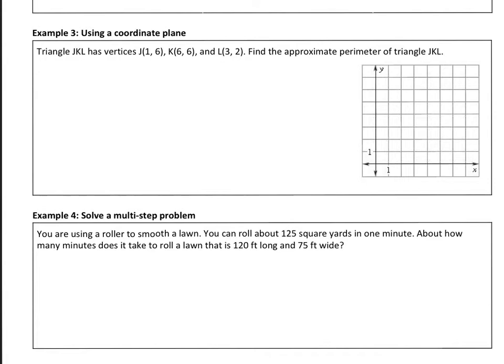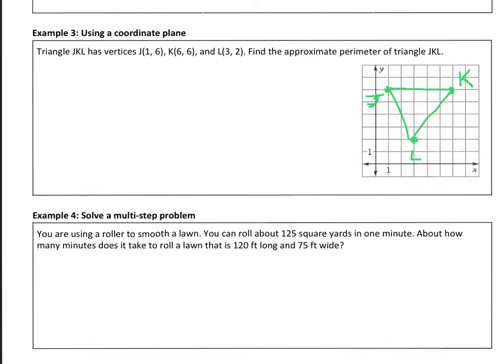So J is the point (1, 6). So 1, 1, 2, 3, 4, 5, 6. There's vertex J. K is (6, 6). 1, 2, 3, 4, 5, 6. It's going to match up with K. And then (3, 2). 1, 2, 3, 1, 2. That'll be vertex L. And I'm going to connect those with their sides.